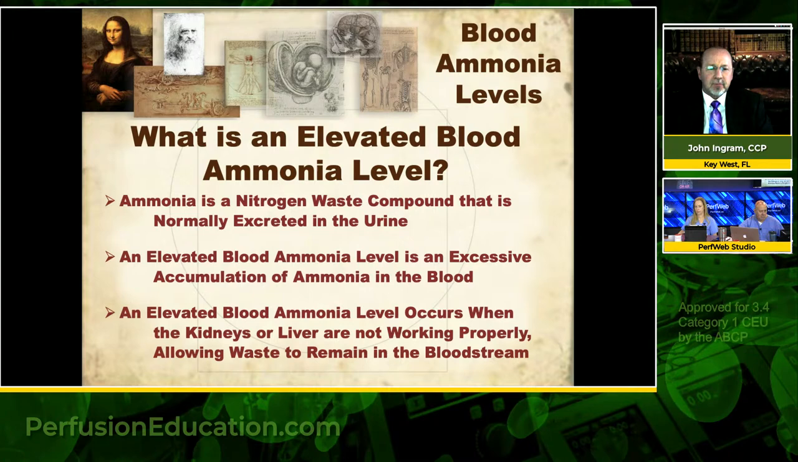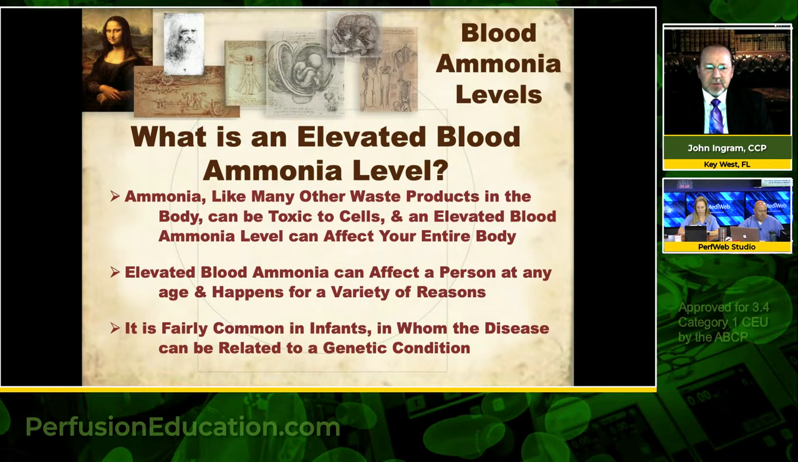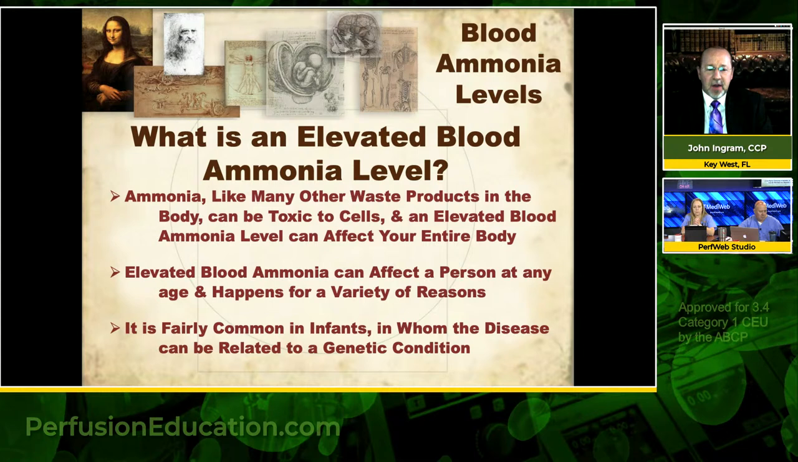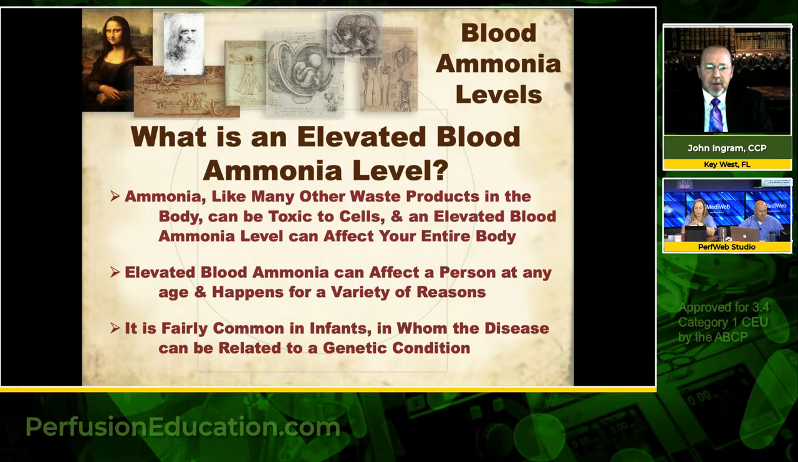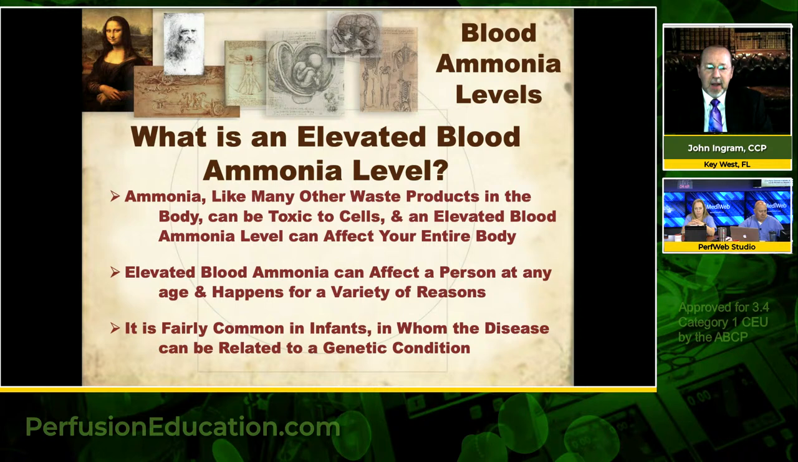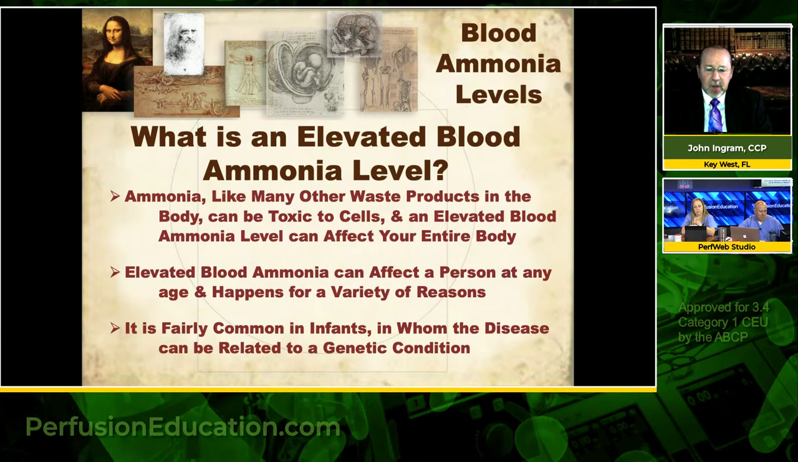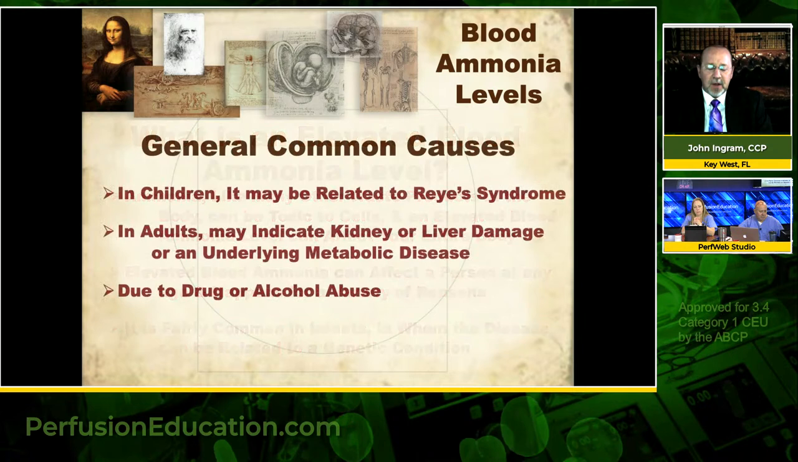So ammonia, like many other waste products, can be toxic to cells at an elevated blood level, and it can also affect many parts of your entire body. Elevated blood ammonia can affect a person at any age, and it can happen for a variety of reasons. It's actually fairly common in infants, in whom the disease can be related to some sort of genetic condition. That's one aspect of it.